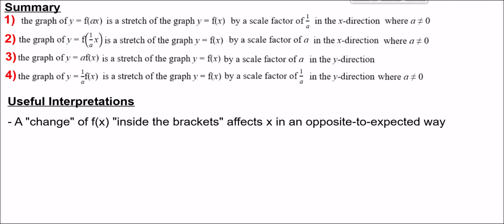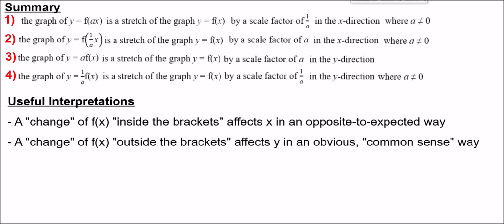I've mentioned this before, I'll mention it again. If f of x changes to something where inside the brackets looks different, so for example f of 2x or f of a third x or f of x plus 2, that affects x in an opposite to expected way. So for example, f of x going to f of x plus 2, we minus 2 from the x coordinates. If, however, it's a change of f of x which occurs outside of the brackets, that affects y, not x. And that effect is in a very common sense way.